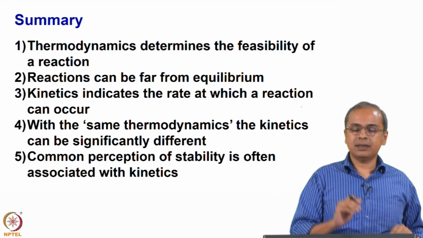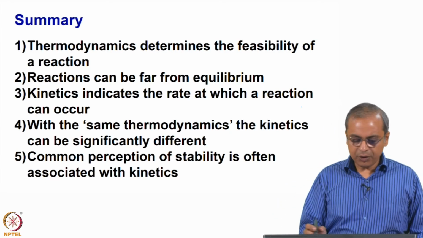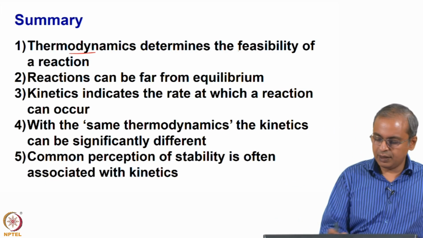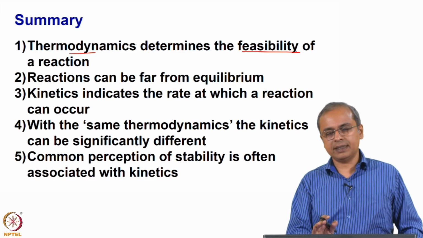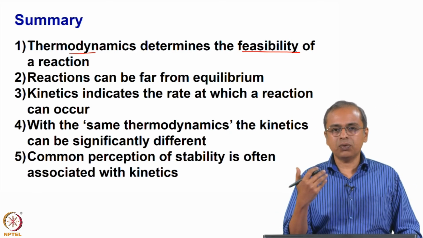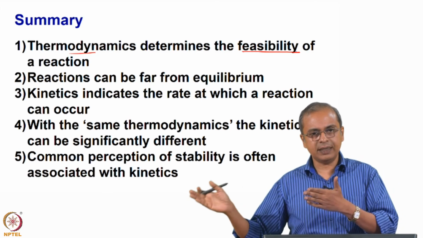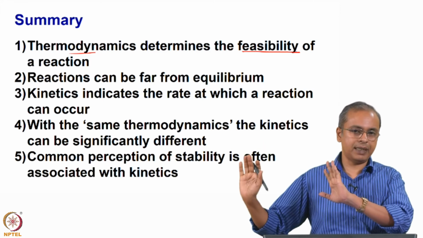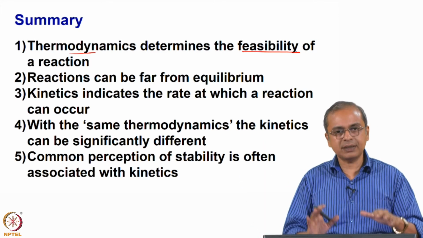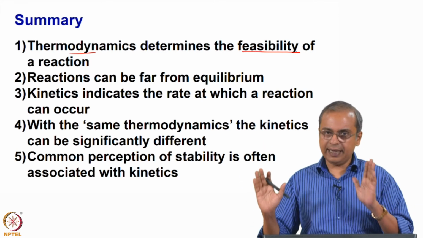Okay, so, to summarize what we just discussed, thermodynamics determines the feasibility of a reaction. So, if delta G is negative, then we know that naturally there is a spontaneous push towards that reaction happening. So, the thermodynamics is what tells us whether or not a reaction will happen.